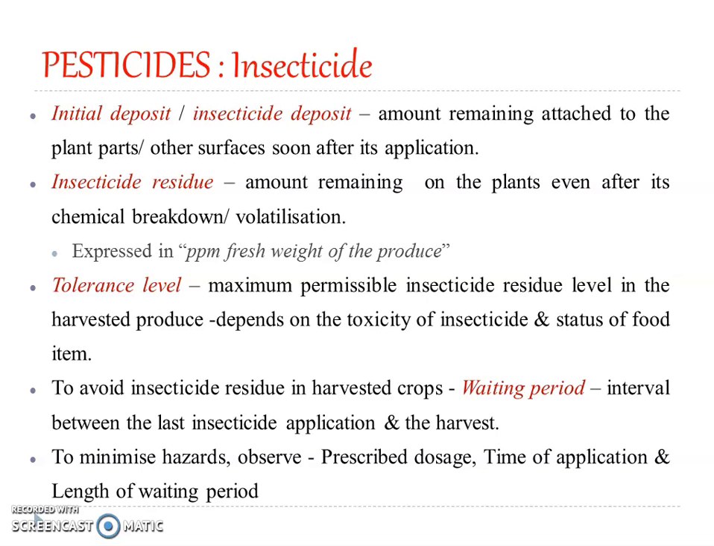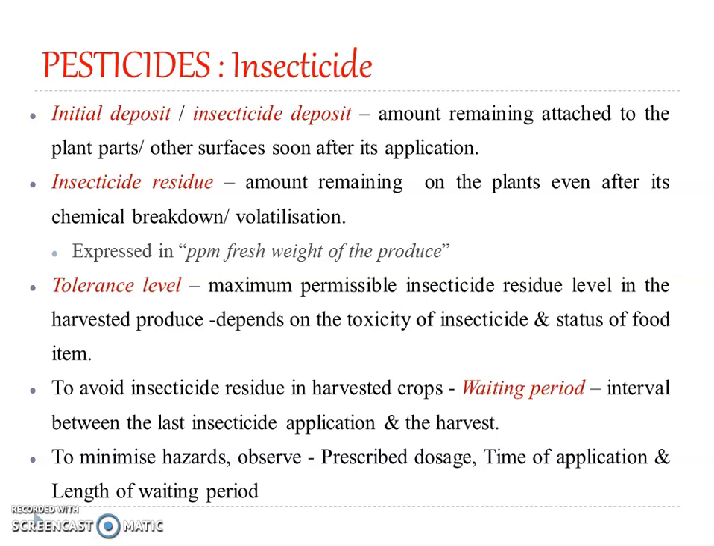Okay, so in this slide, we are going to learn the various aspects of insecticide residues. Actually, what is an insecticide residue? When we apply an insecticide, the quantity of the insecticide which remains attached to the plant surface or other surfaces soon after its application is known as the initial deposit. Okay, that is an insecticide deposit, right?